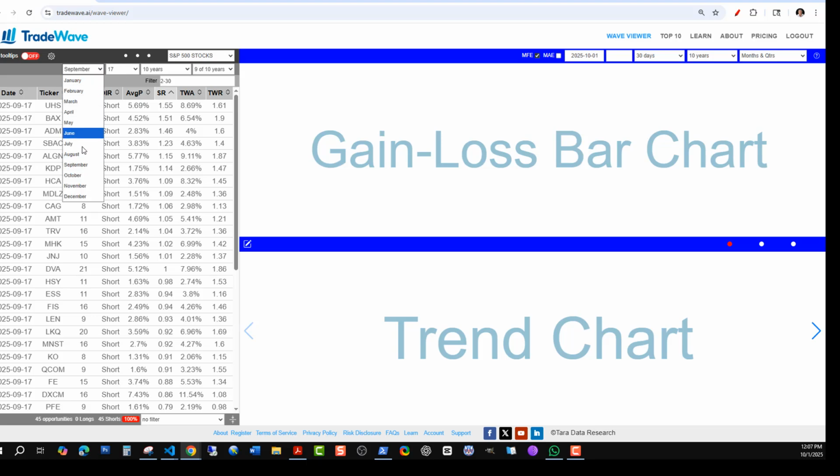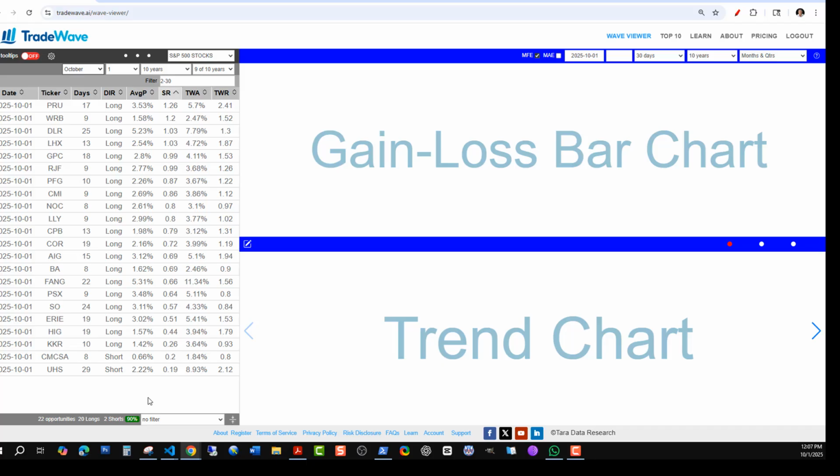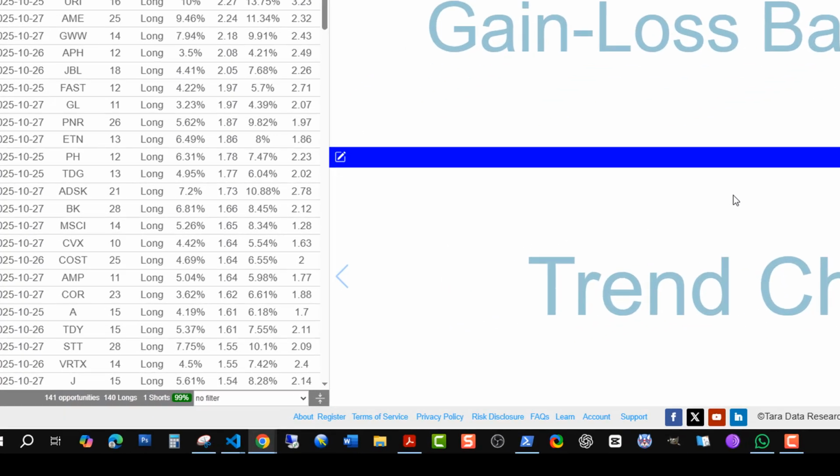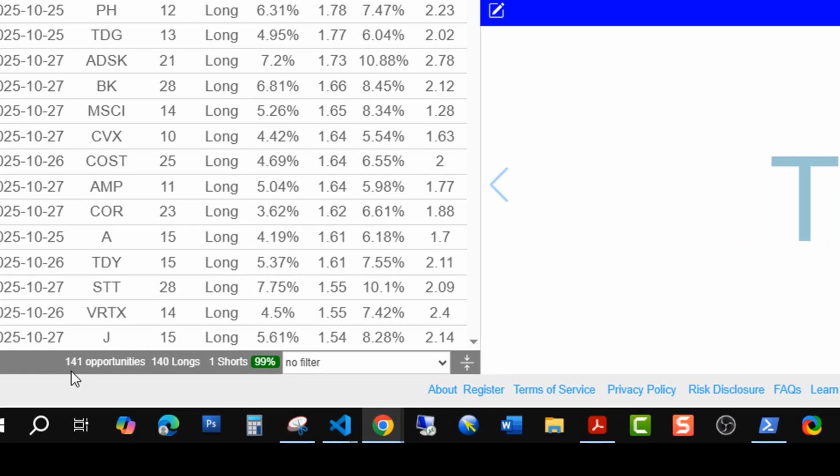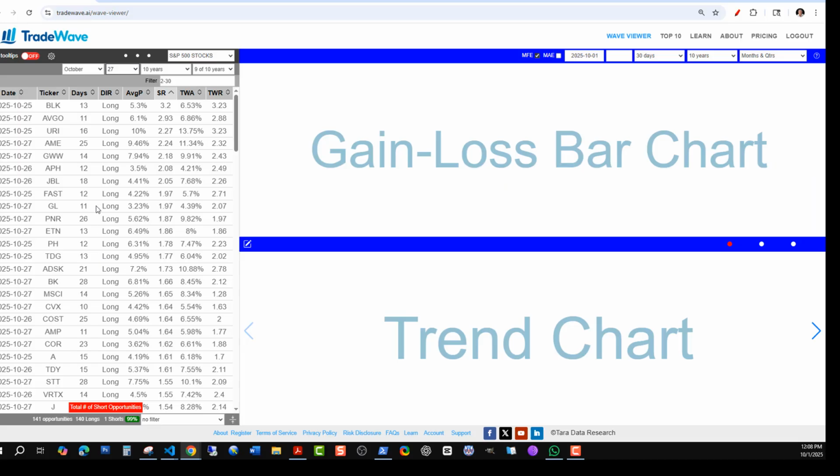But now if we go back to October 1st, based on the last 10 years, we are bullish. But look, it's 22 opportunities. The numbers are not staggering. So it's found bullish opportunities, but not many of them. There are 22. What happens if we actually move this to the 27th, which we just found? Things change. 141 opportunities were detected, 140 long, and 1 short. And this is only based on opportunities from October 27th until 30 days into the future of it.